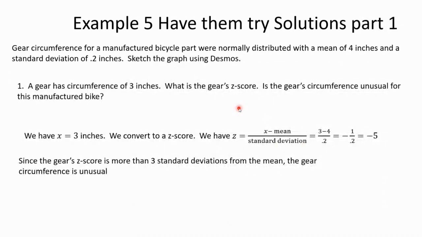Next, for the z-score, well, here it's 3 inches, right? We want to find its z-score. So it's the same thing. We just use the formula, right? We subtract the mean, divide by the standard deviation. What's the mean here? 4. What's the standard deviation? 0.2. Okay? So for 3, we have 3 minus 4 over 0.2, which is negative 1 over 0.2, which is negative 5.